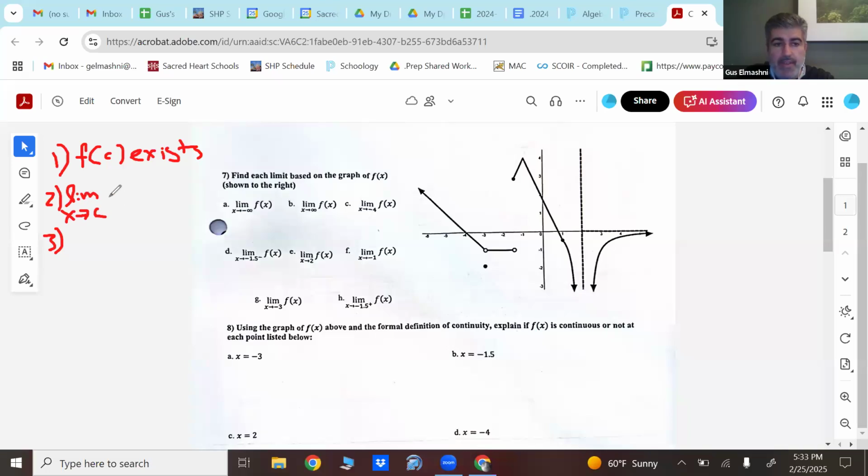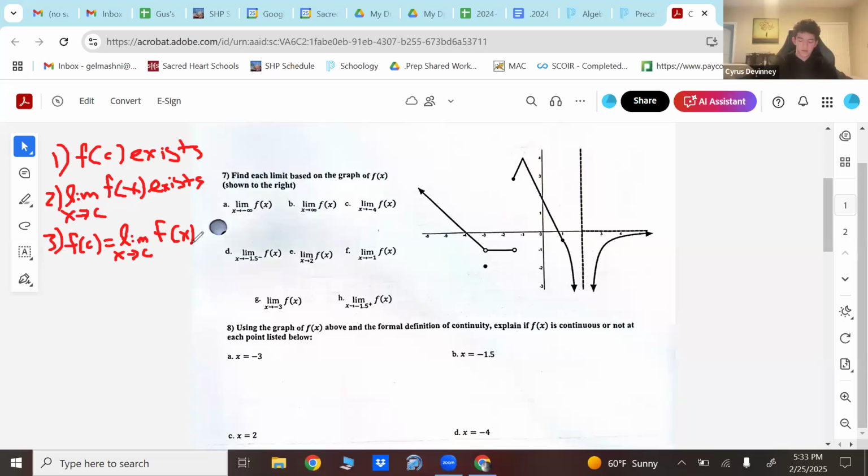The limit as x approaches c of f of x exists, and f of c equals the limit. You need to make sure you have that down cold, because otherwise you're going to miss points, guaranteed. What you do is explain whether it's continuous or not using those conditions.